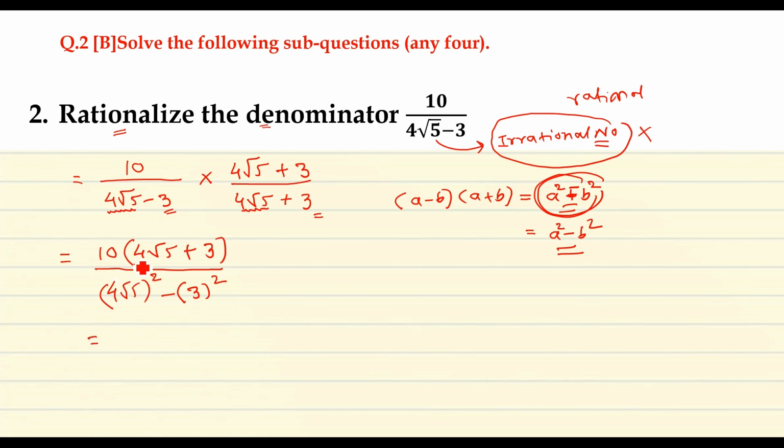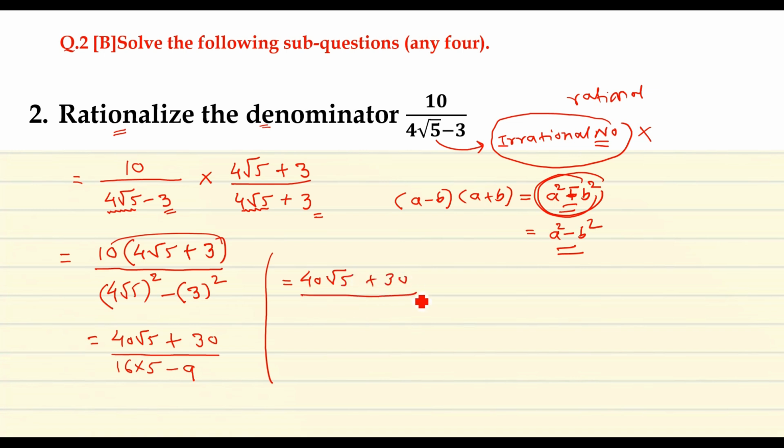Now this will become 10 into 4, it becomes 40 root 5 plus 10 multiplied by 3 is 30, and here 4 square is 16, square root gets cancelled, so this is 5, 3 square is 9, and I'll move to the final step. 40 root 5 plus 30, this is 16 5s are 80 minus 9, which I will get as 40 root 5 plus 30, and 80 minus 9 I will get as 71.